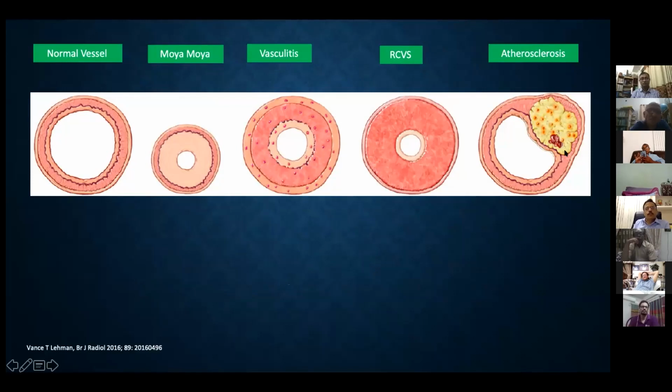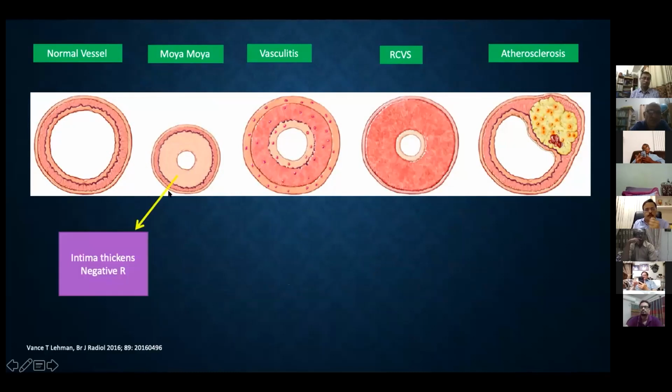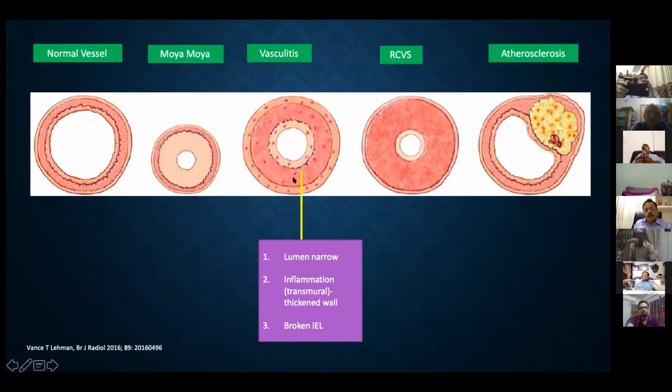And this shows a cross-section of how different the histopathology is, which we can see when we do high resolution vessel wall imaging. So in moyamoya, the arterial size decreases, the intima thickens a lot, and the media becomes thinner, and the lumen is narrow, but the arteries become much thicker and it doesn't enhance. While in vasculitis, the whole section of the wall becomes much thicker, and the lumen becomes narrowed, and because there's a lot of inflammation, it tends to enhance diffusely as well.